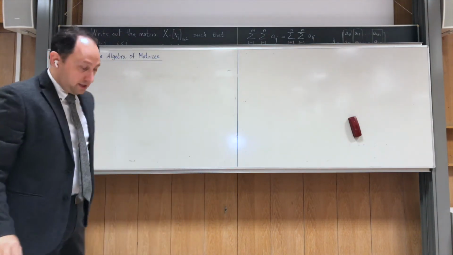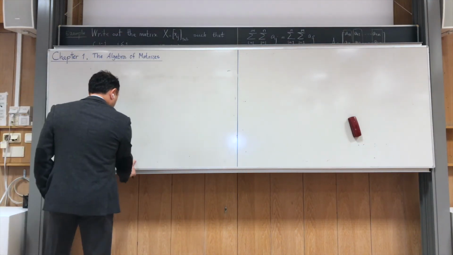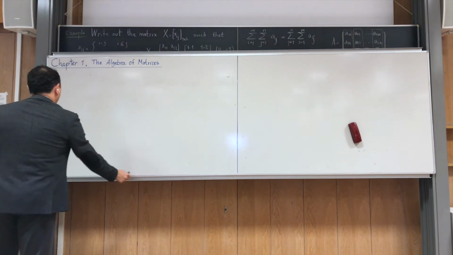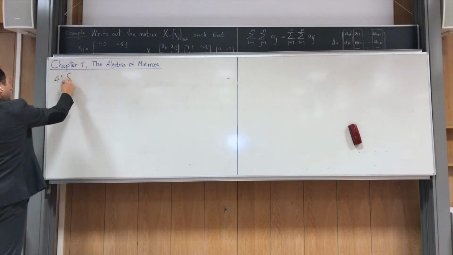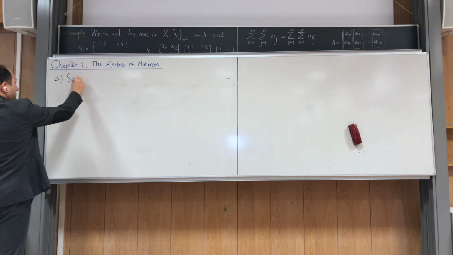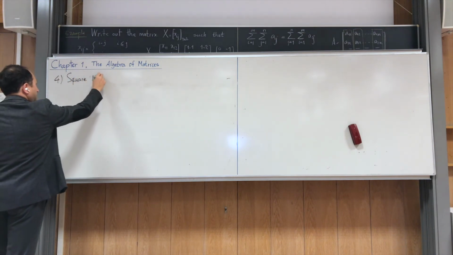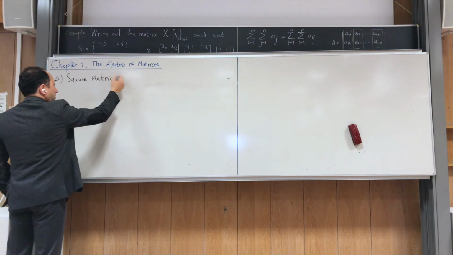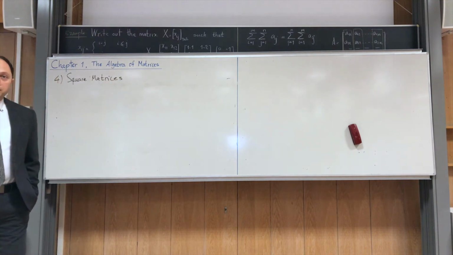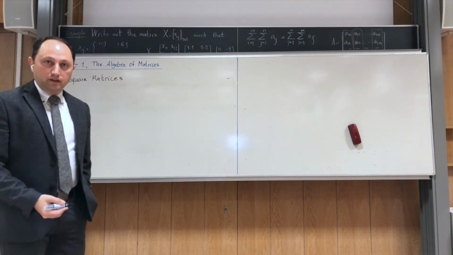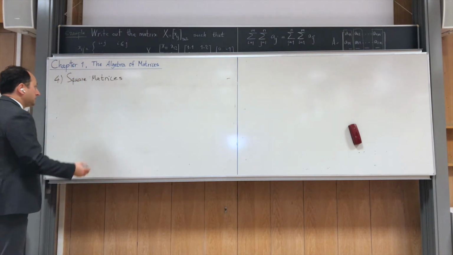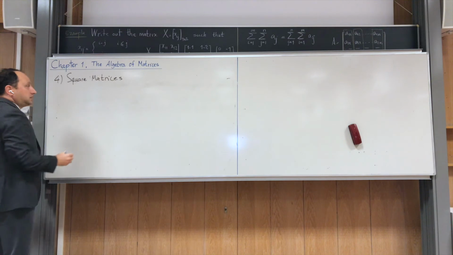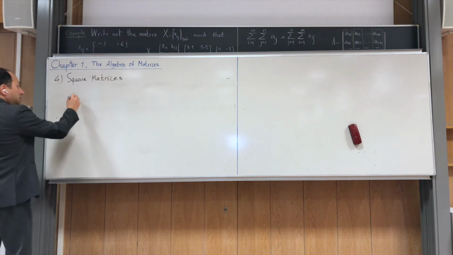So another important class of matrices are square matrices. Number 4, square matrices. So it's clear, it means that our rectangular array is now a square, yes? It means that the number of rows and columns are the same. That is the meaning of being a square matrix.